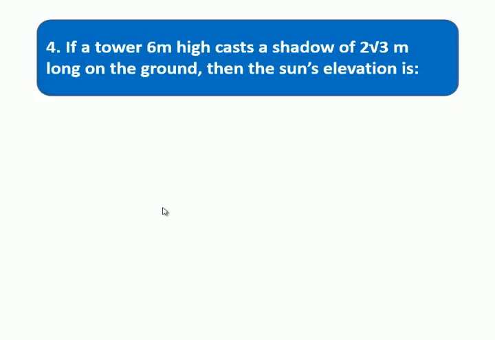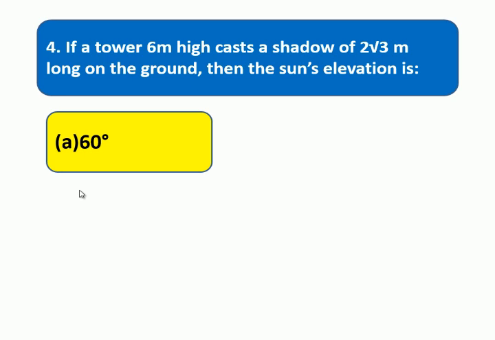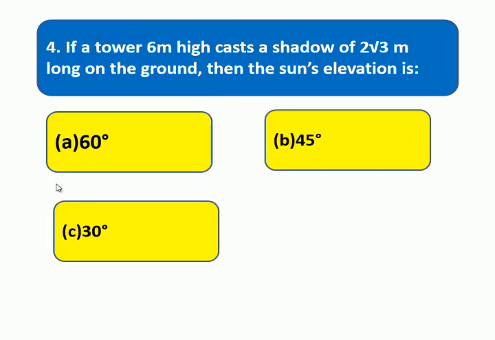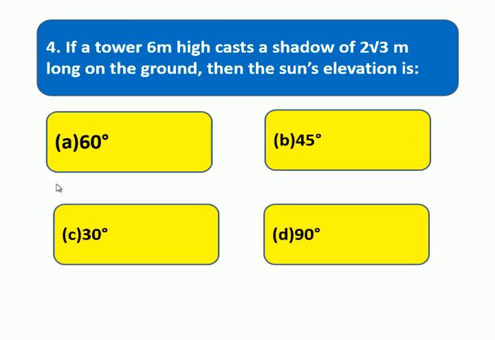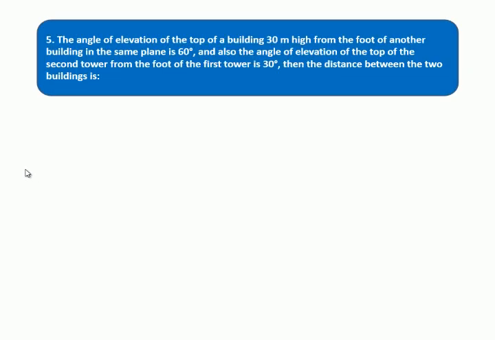If a tower 6 meters high casts a shadow 2 root 3 meters long on the ground, then the sun's elevation is: here you can find for the particular situation what the sun's elevation was. Is it 60 degrees, 45 degrees, 30 degrees or 90 degrees? Find out the correct option, either A, B, C or D. Okay, now further proceed to question number 5. Here is question number 5.